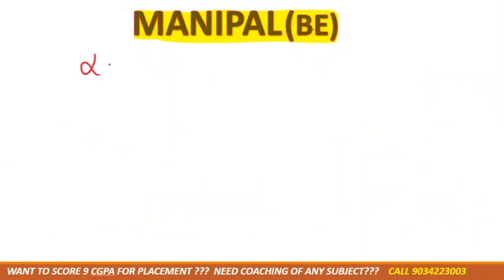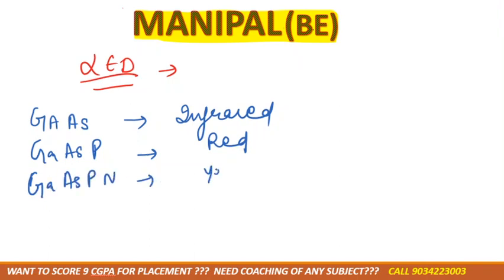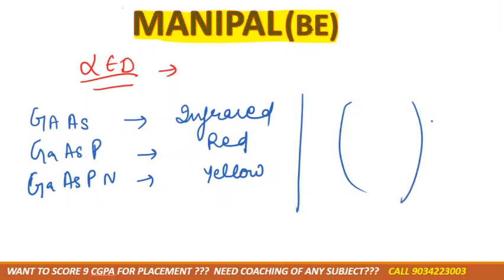You know that LEDs nowadays come in many different colors, right? Like red, yellow and all. If you have the gallium and arsenide combination, then you will get infrared. If you have gallium arsenide phosphorus combination, then you have red color. If you have gallium arsenide phosphorus and nitrogen, then you will have yellow color. Similarly, with different combinations we can get green, white and so on.